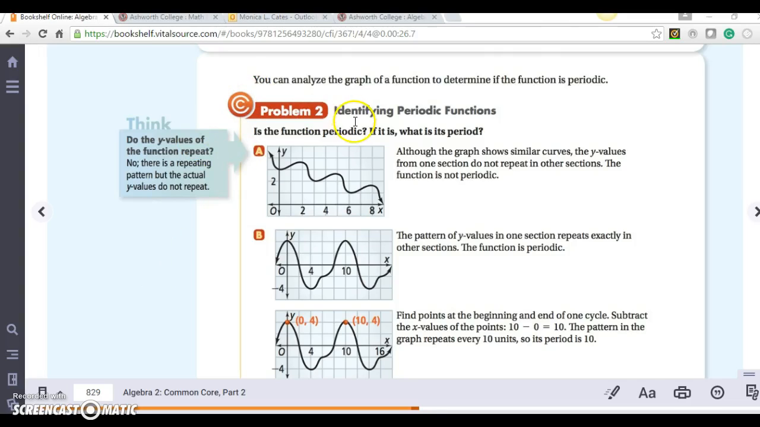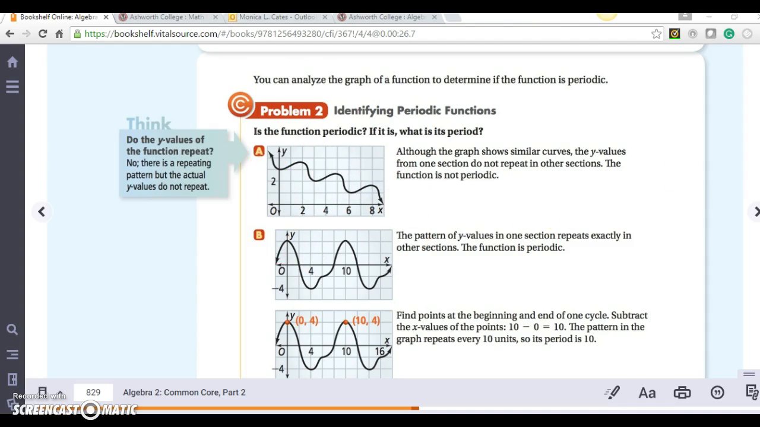Okay, let's look at problem 2 now. Identifying periodic functions. Is the function periodic? If it is, what is the period? So this one, I can easily see that, from what we've been given, it's not periodic. Now, if I started off again, went back up and came back down again, it would be periodic. But because my y values are different, and I don't repeat my y values again, then it's not periodic.